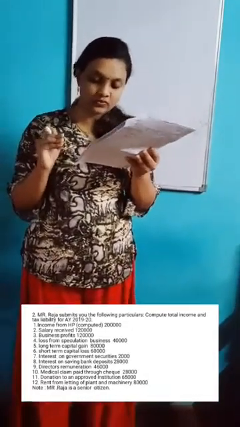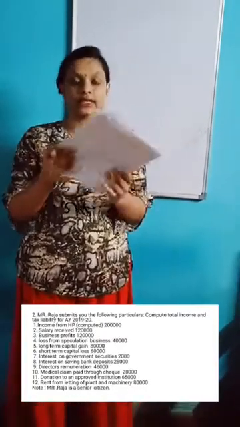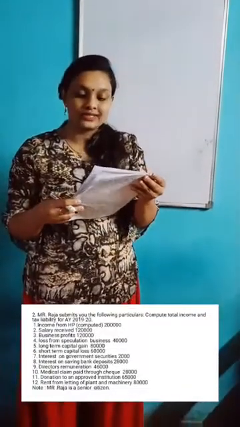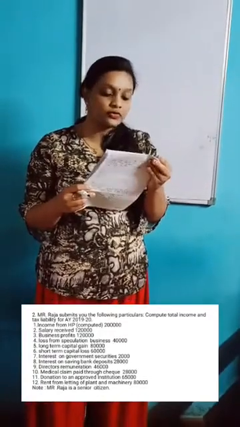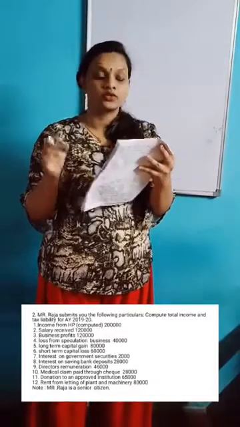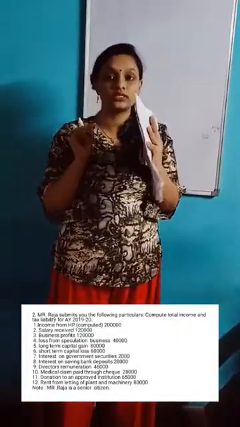Directors remuneration 46,000. Medical claims paid through checks 28,000. Donation to an approved institution, that is 65,000. Rent from letting of plant and machinery 80,000. So note, Mr. Raja is a senior citizen. So this is a question.